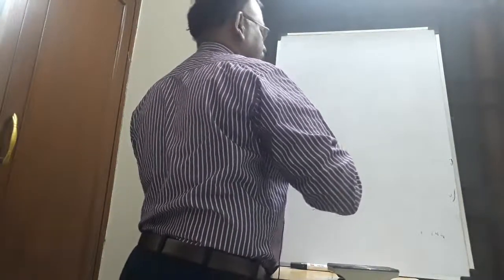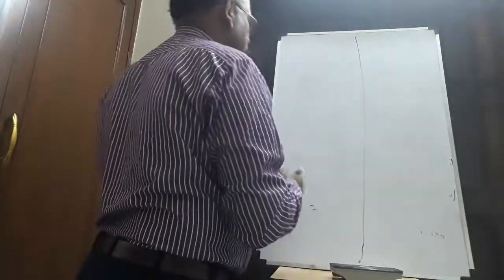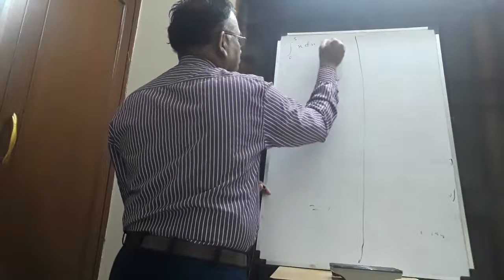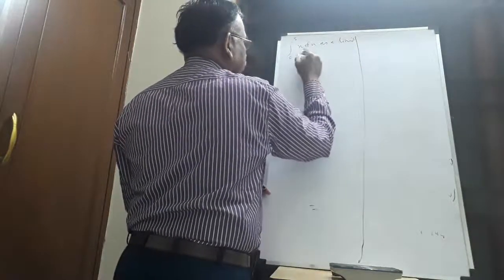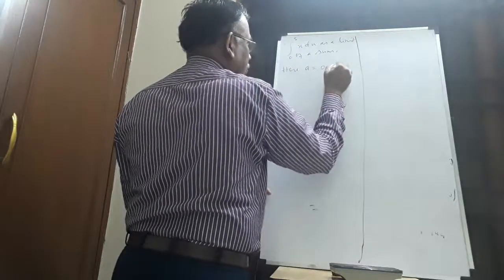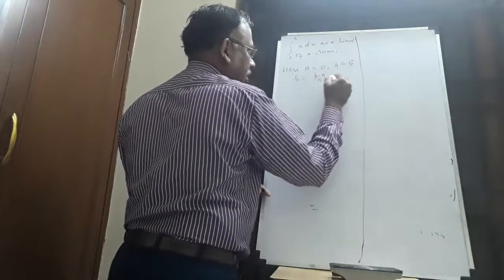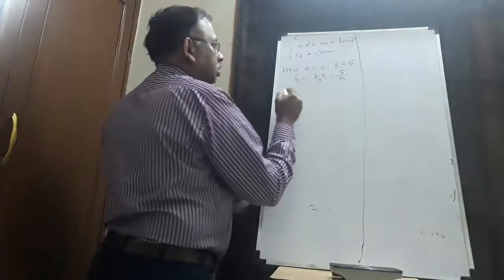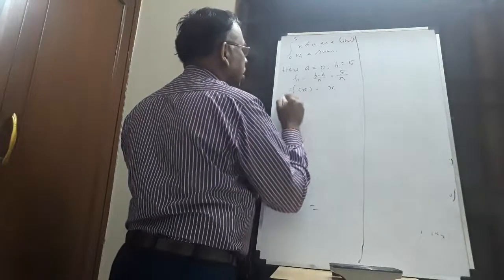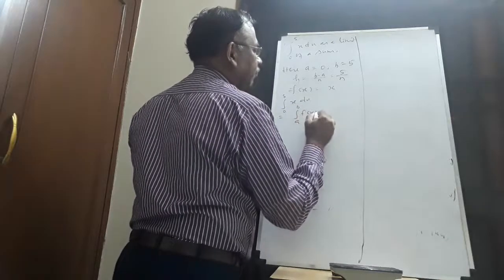Just listen carefully. Evaluate integral 0 to 5 x dx as a limit of a sum, let us say. Here my lower limit a is 0, my upper limit b is 5, my h happens to be b minus a by n, therefore this is 5 by n. Now my functional value f of x is x, therefore integral 0 to 5 x dx, I will write it as integral a to b f of x dx.